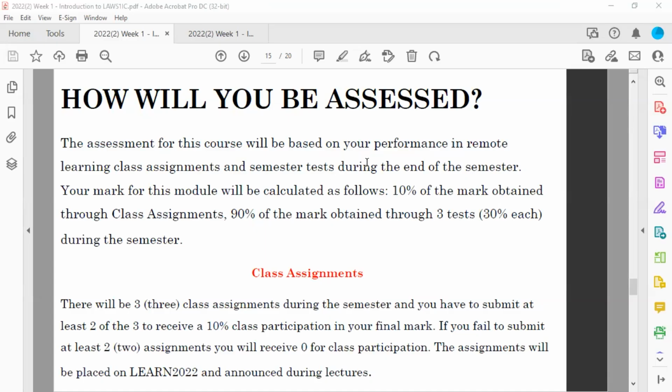The assessments, we have two kinds. The first one is class assignments. Class assignments count 10% of the work. There will be 3 class assignments during the course of the semester. The class assignments are small assignments.